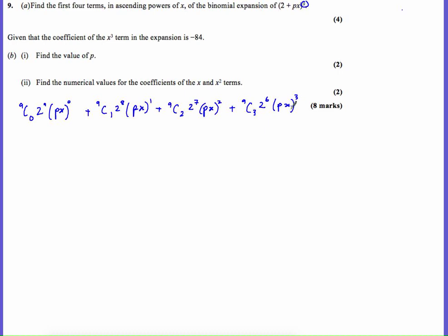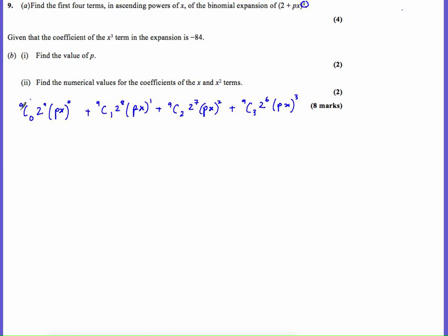Now the reason I like doing it this way is I can always check I've got this right. 6 and 3 makes 9, 3 and 6 makes 9, 2 and 7 makes 9, 8 and 1 makes 9, 9 and 0, 0 and 9 makes 9. So I know that this is right.